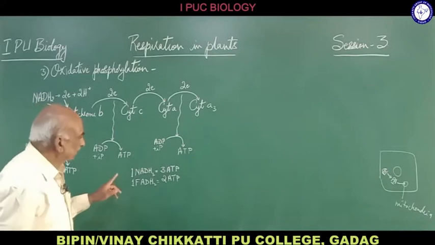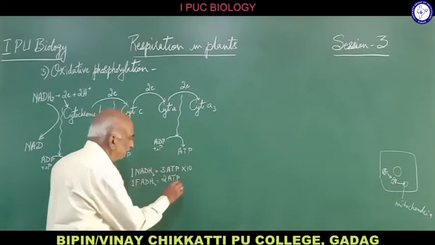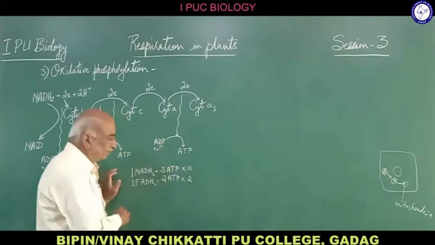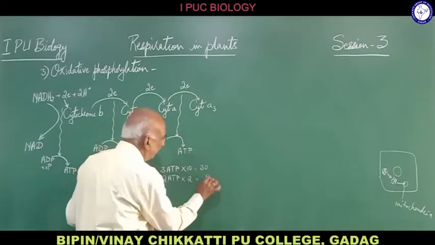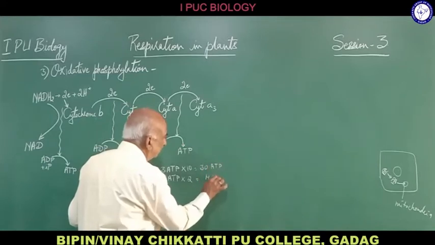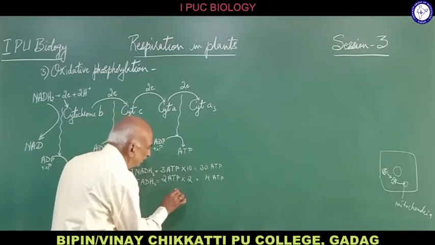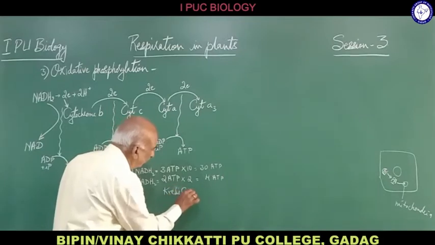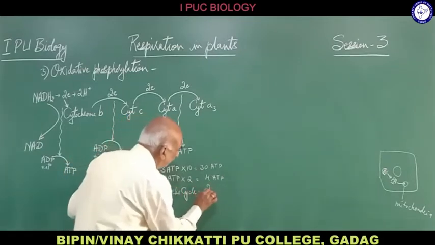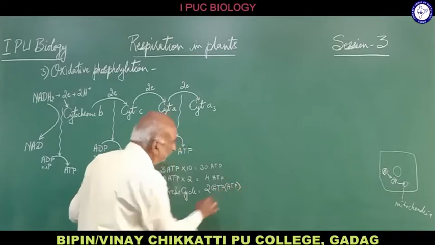So totally here there are 10 NADH2 and 2 FADH2. So totally there is 30 ATP and 4 ATP produced here. This is the ATP produced by NADH2 and FADH2. And the GTP which are produced during the Krebs cycle, 2 GTP are formed, which are nothing but equivalent to ATP.